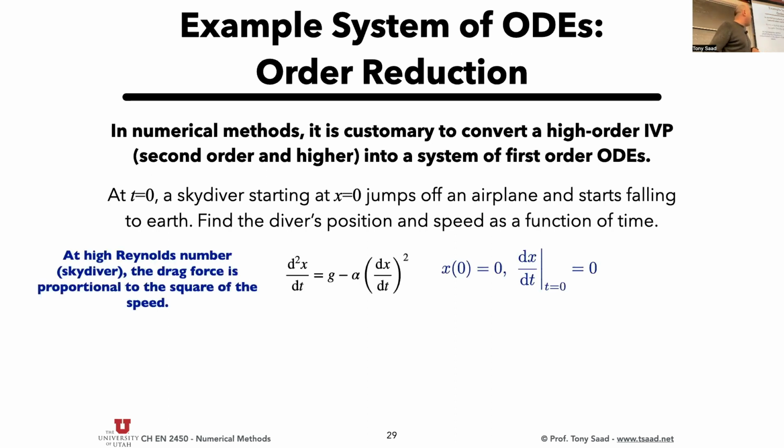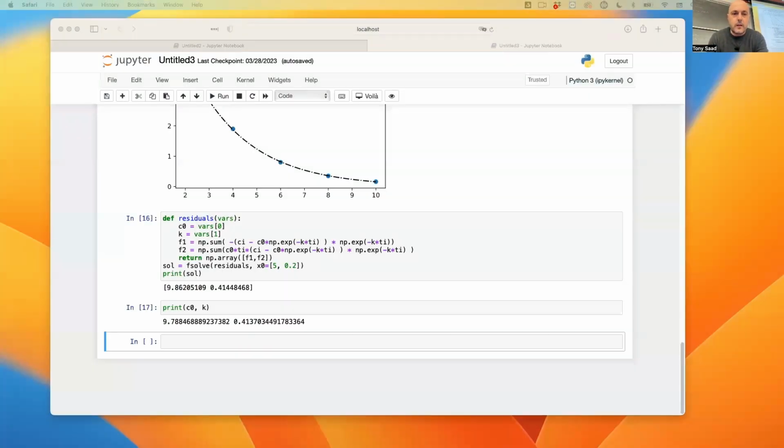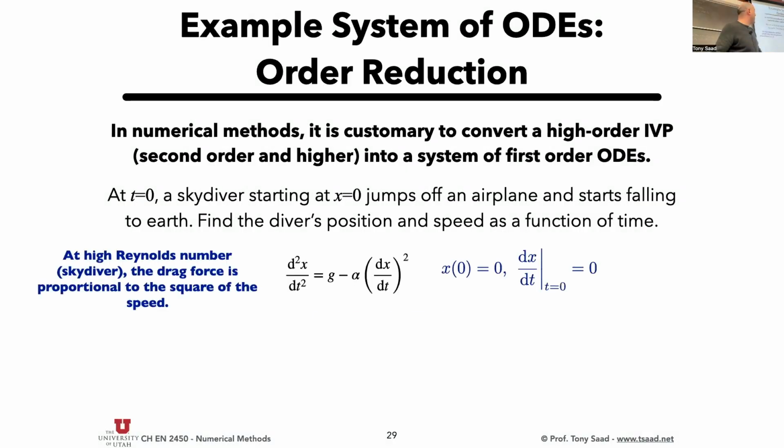So you apply Newton's law, okay? In this case, you have d2x by dt squared. Sorry, there's a little typo over here. Let me fix it real quick. Okay. So that's Newton's law. The forces acting on the skydiver: gravity, right? And drag. And in this case, the drag depends on the speed, which is dx by dt squared.